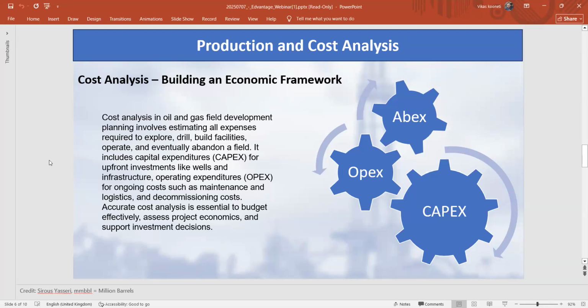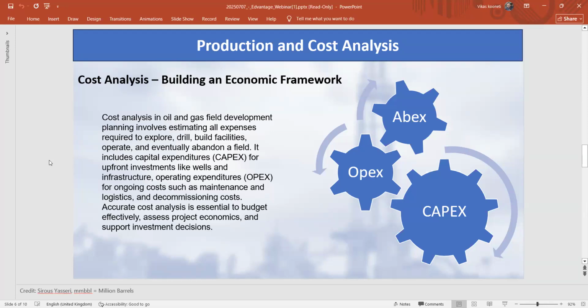So cost analysis in oil and gas field development planning involves estimating all expenses required to explore, drill, build facilities, operate, and eventually abandon a field. It includes CAPEX, which is upfront investment like wells and infrastructure, OPEX for ongoing costs such as maintenance and logistics, and obviously decommissioning goes in the ABEX, right? So accurate cost analysis is essential to build effectively, assess project economics, and support investment decisions.